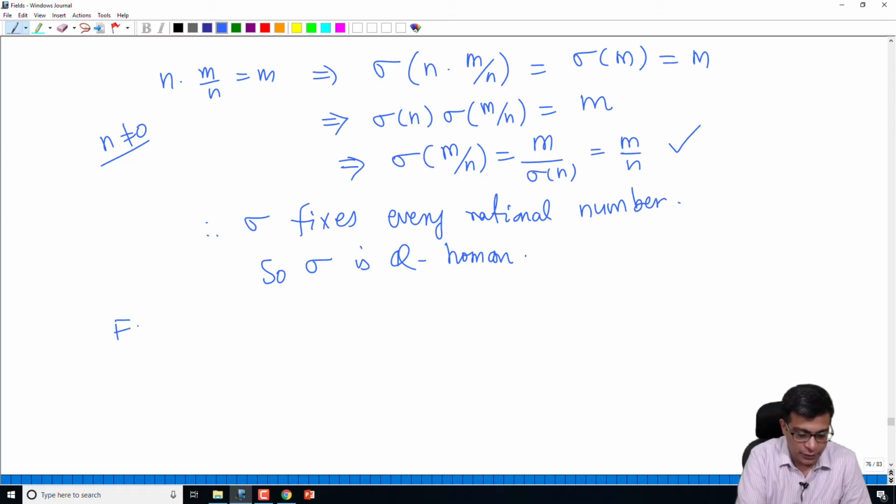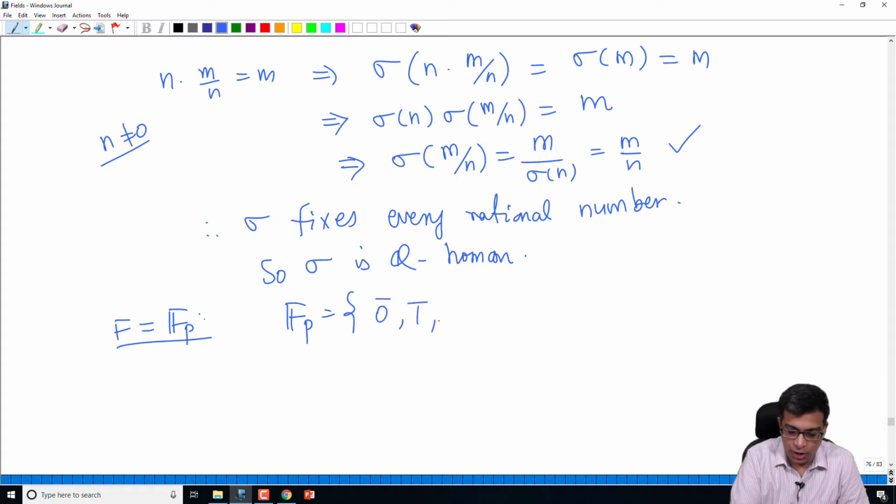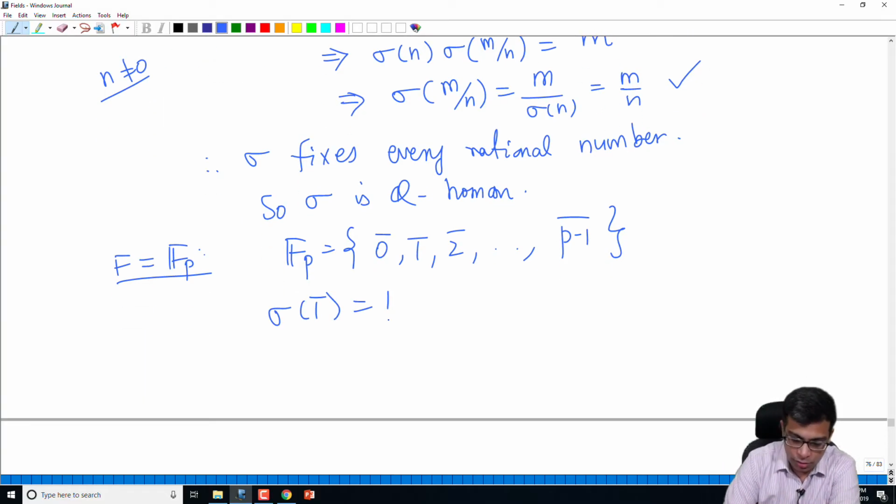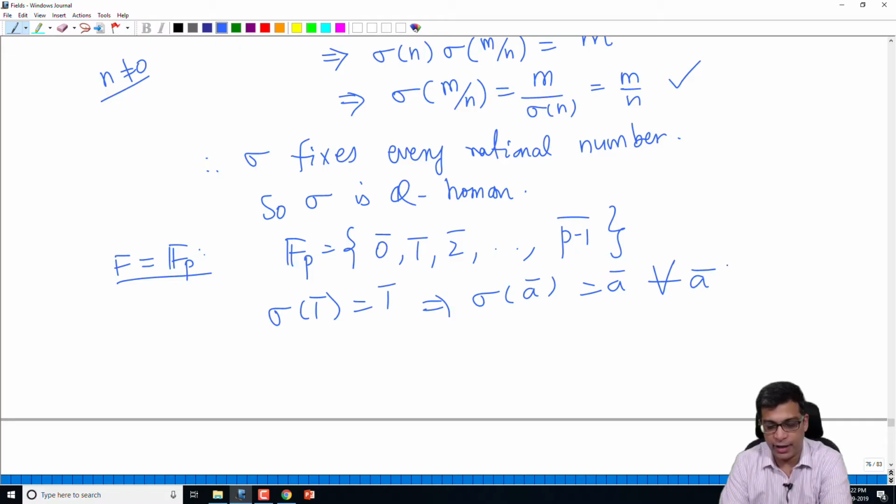The argument is even easier for Fp, because Fp is actually nothing but 0 bar, 1 bar, 2 bar, up to p minus 1 bar, right? So sigma of 1 bar is 1 bar because the multiplicative identity goes to itself. So sigma of a bar is a bar for all a bar because each of them is 1 added to itself that many times. So this finishes the solution, right?